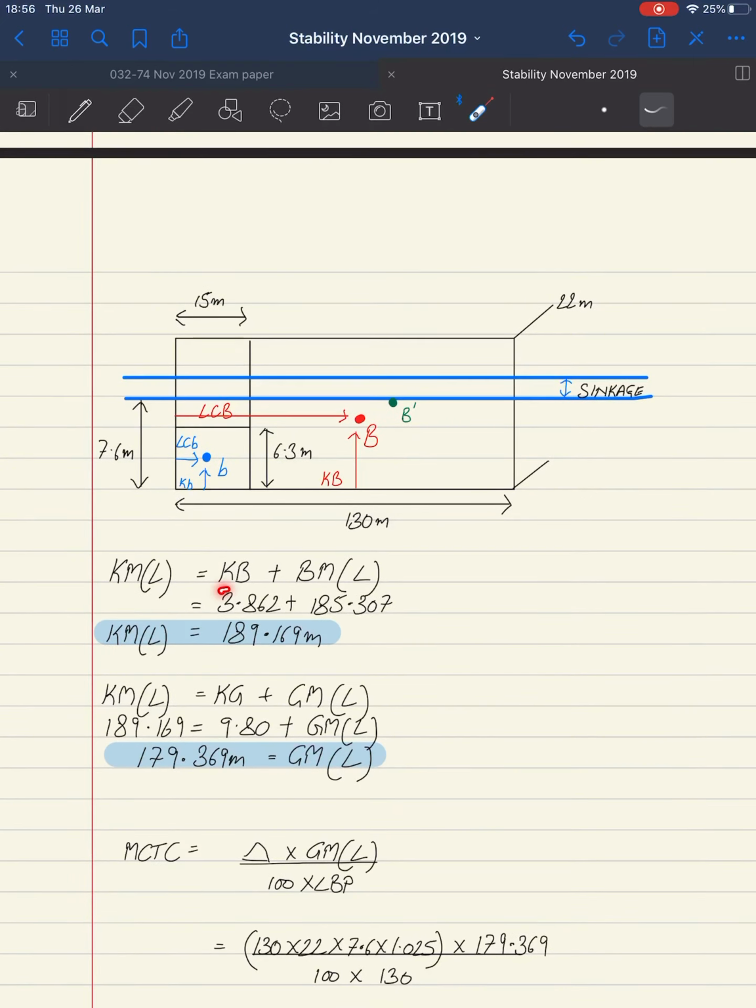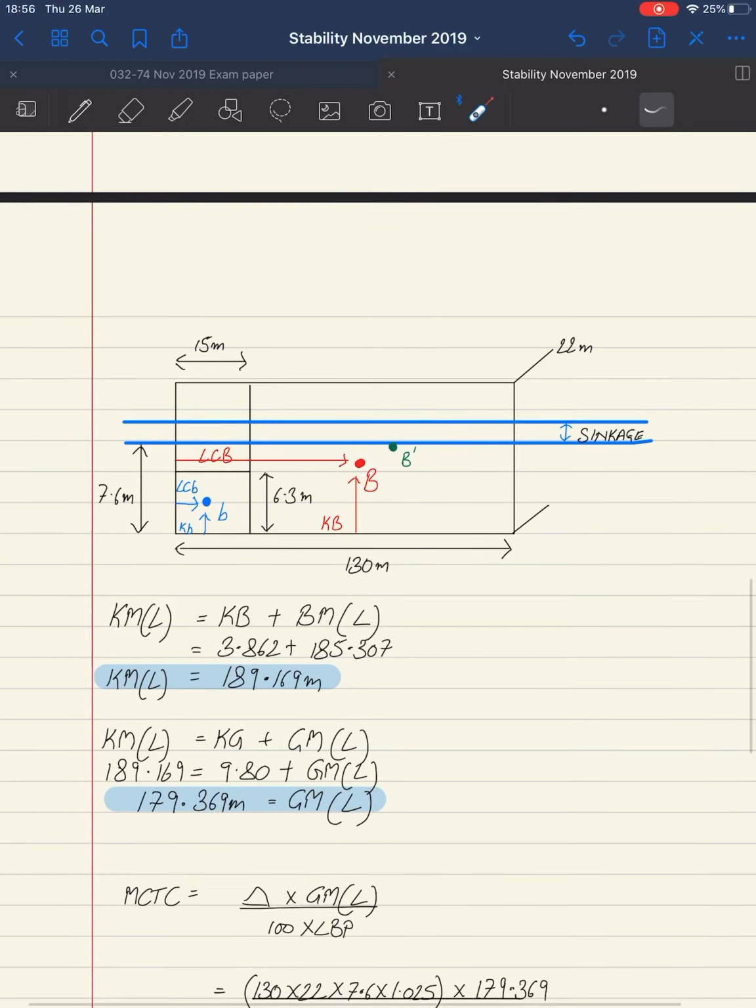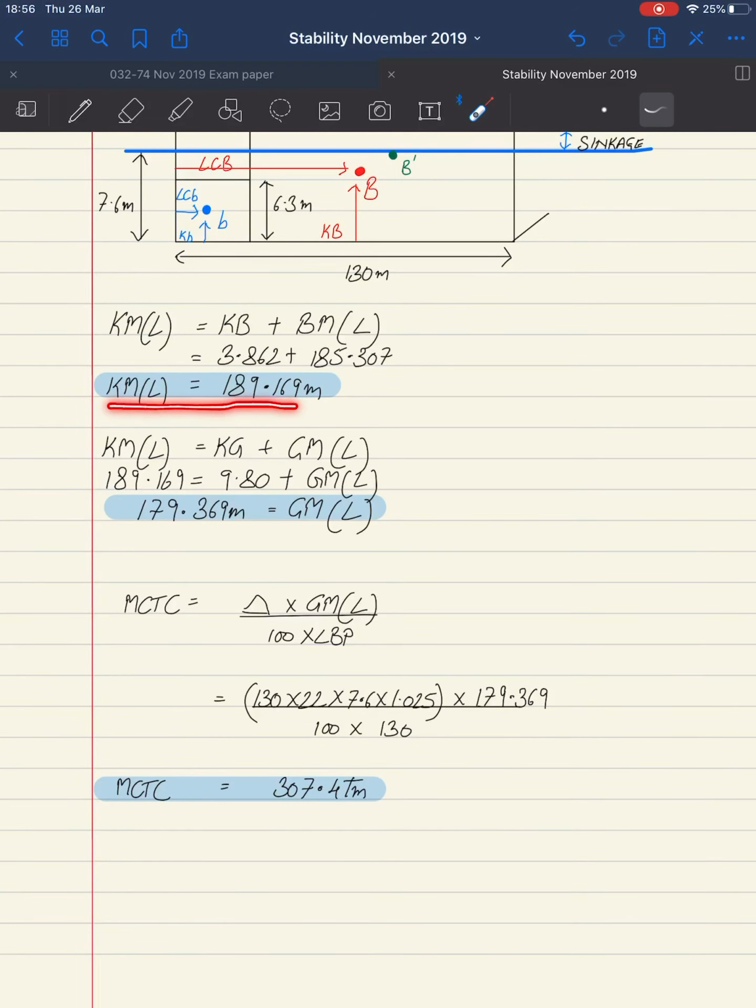Now I know my KB, I know my BM longitudinal. The KB bilged that we found out was 3.862 meters and BM longitudinal is 185.307 meters. So if we see this B, this has moved further forward and further above. So we have found out the KM longitudinal, which is KB plus BM longitudinal. Now we know that KM longitudinal is equal to KG plus GM longitudinal. Be careful about these longitudinal values.